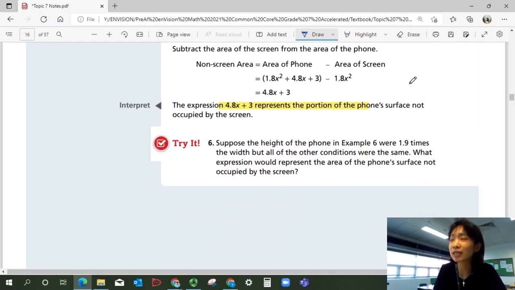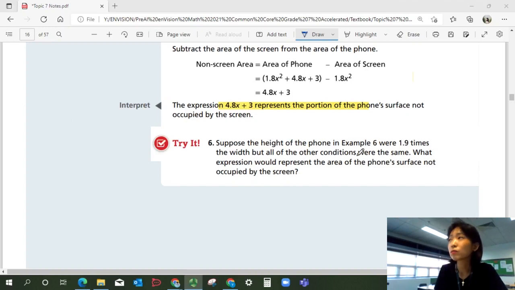Suppose the height of the phone in example 6 were 1.9 times the width, but all the other conditions were the same, instead of 1.8. What expression would represent the area of the phone surface not occupied by the screen? Would it change the whole thing, or could you change a little bit of the numbers there? See if you can figure it out. Come back when you're ready for answers.